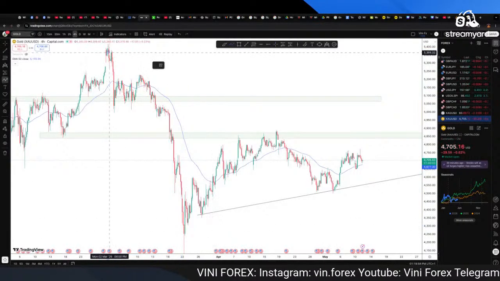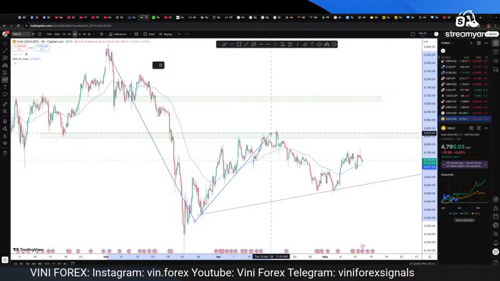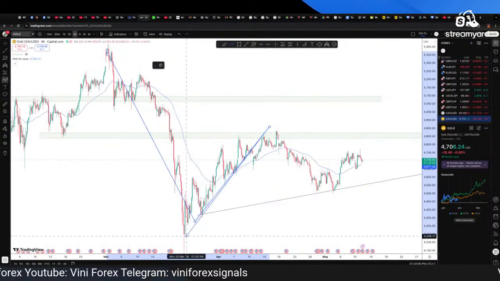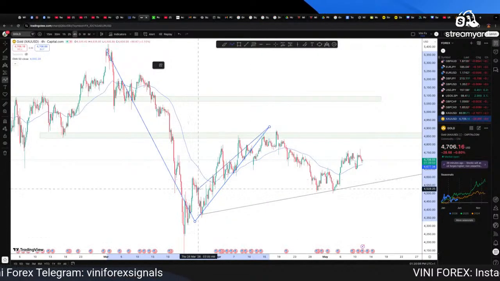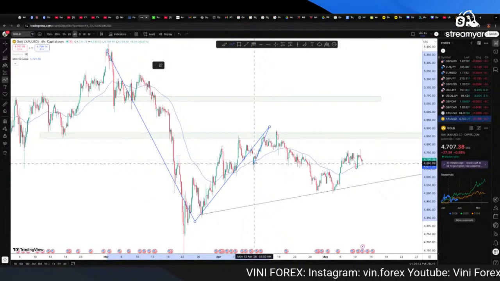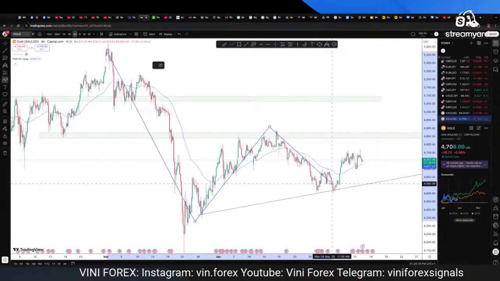Price was simply bearish here, but here price became bullish. Do you understand? Because here is a low, here is a high, a higher low, a higher high, a higher low, a higher high, a higher low, and a higher high. But then here it becomes bearish.